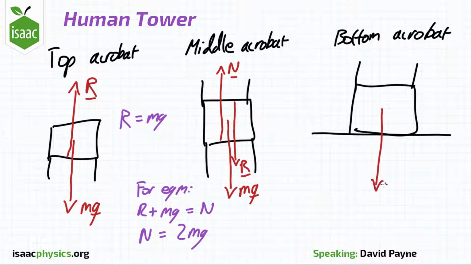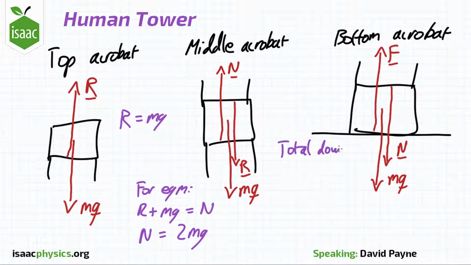Finally, we can consider the forces acting on the bottom acrobat. Once again, there is his weight. There is also the reaction force from the middle acrobat. Again, this is equal and opposite to the reaction force we found in the last part of the question, which was acting on the middle acrobat from the bottom acrobat. Finally, there is the reaction force from the ground, which acts upwards on the bottom acrobat. Here I have called it F. The total downwards force here is the sum of N and mg, his weight. Now we have the total downwards force acting on the bottom acrobat in terms of m.